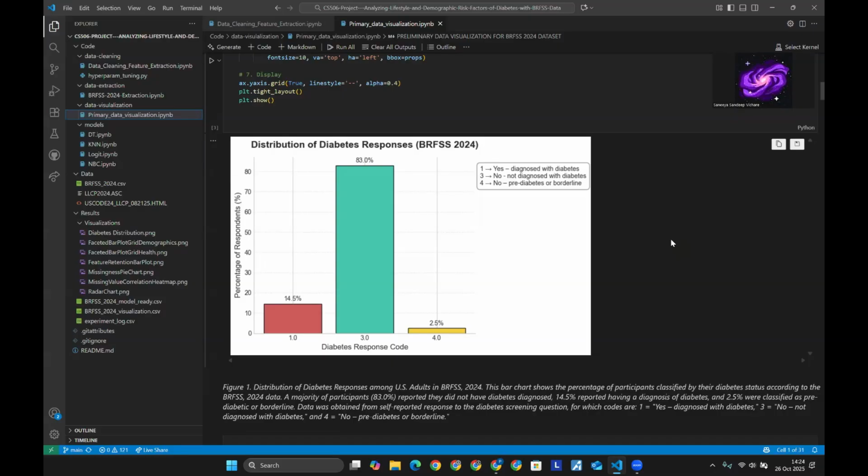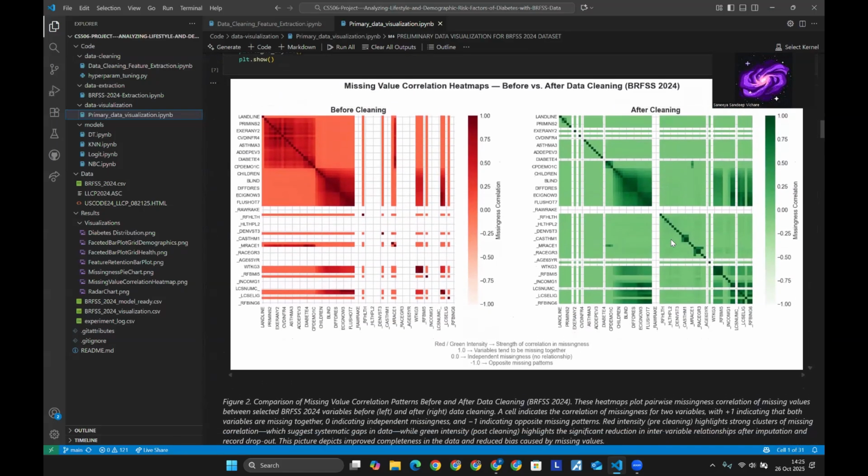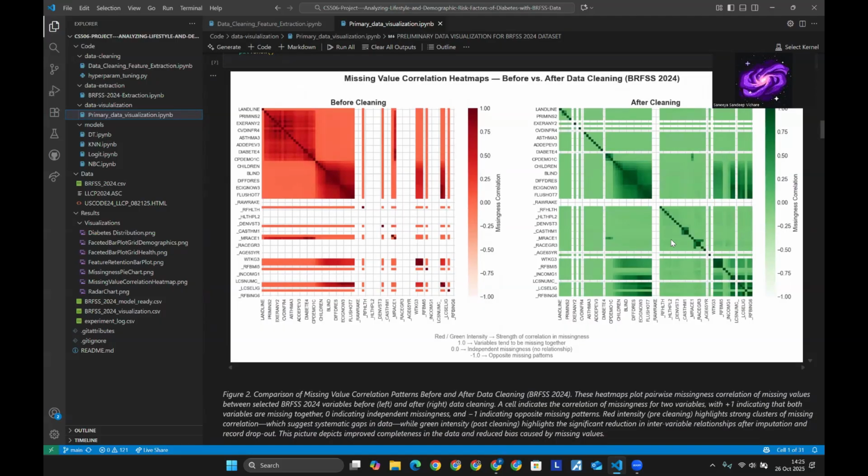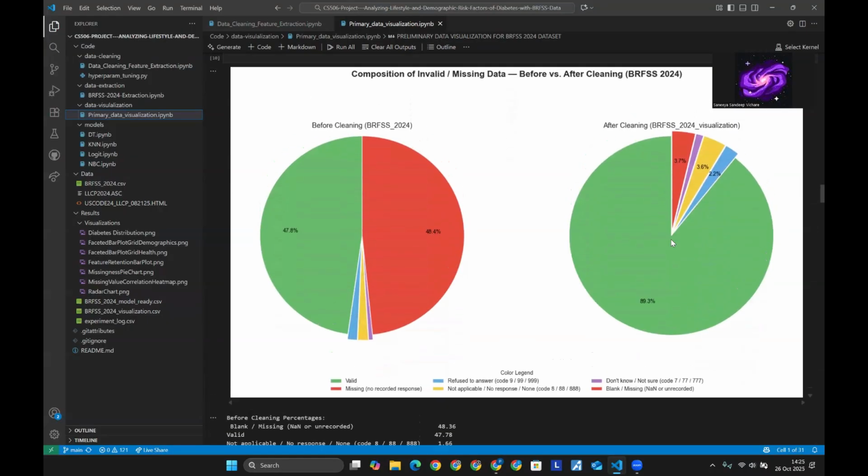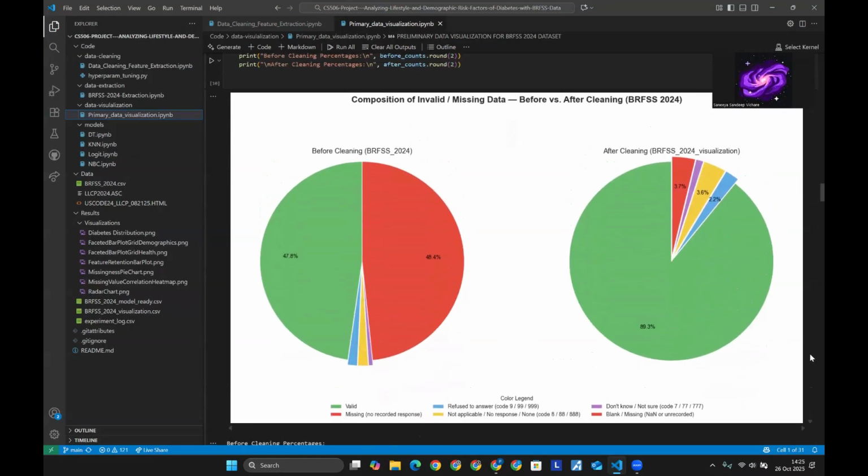Figure 1 shows the distribution of diabetes responses, where 83% of the respondents reported not being diagnosed, 14.5% were diabetic, and 2.5% were pre-diabetic. Figures 2 and 3 demonstrate how cleaning improved data reliability. The red heat map on the left shows strong correlation of missing data, while the green one after cleaning shows independence among variables. Correspondingly, valid responses increased from roughly half to nearly 90% after pre-processing.